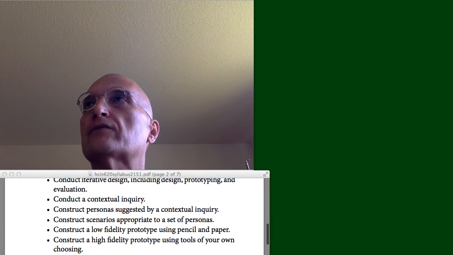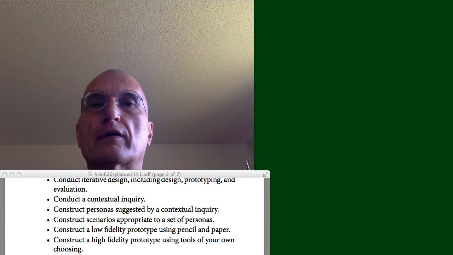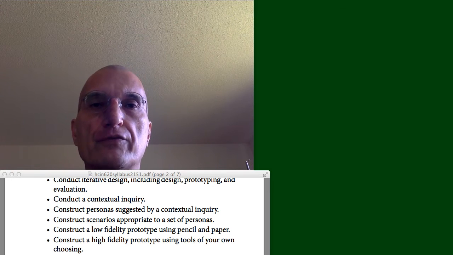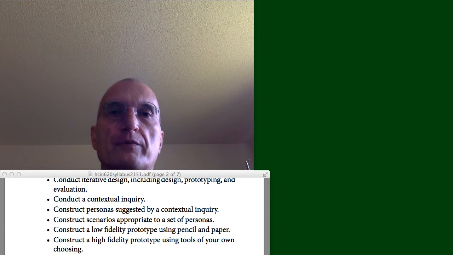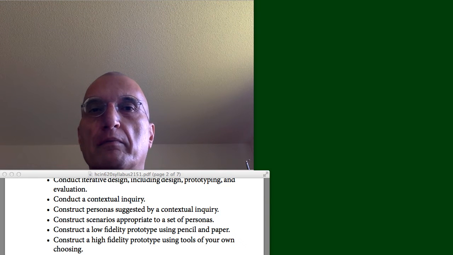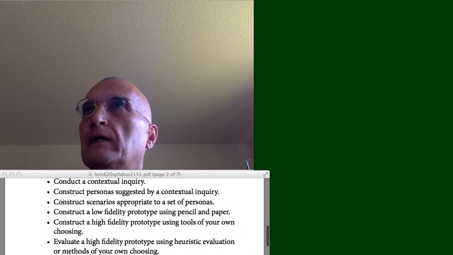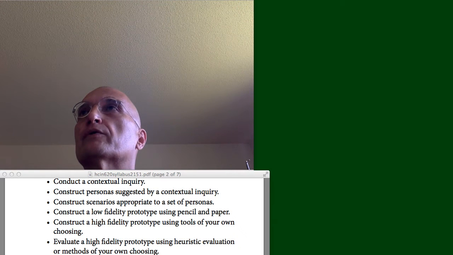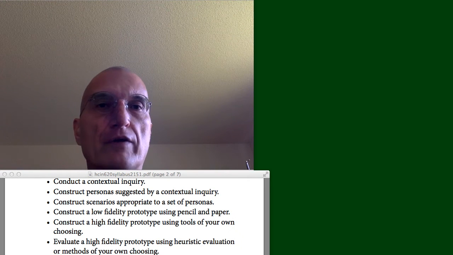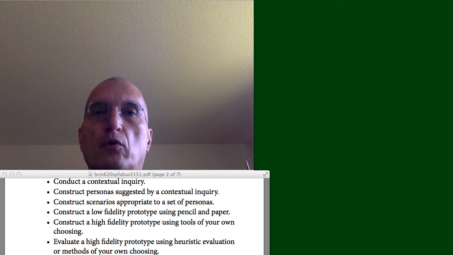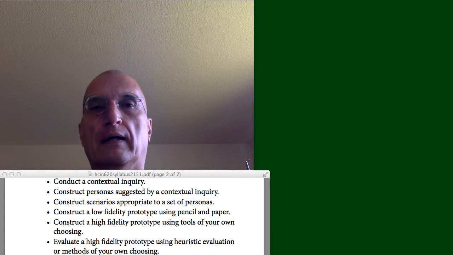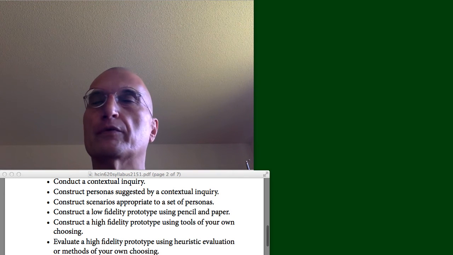Then the last thing that you'll do here will be to construct a high fidelity prototype using tools of your own choosing. And a high fidelity prototype will be a prototype that enables some interaction. So that will probably be done using a computer. And then you'll have to evaluate your high fidelity prototype using heuristic evaluation. This is a very old and common way of evaluating prototypes.